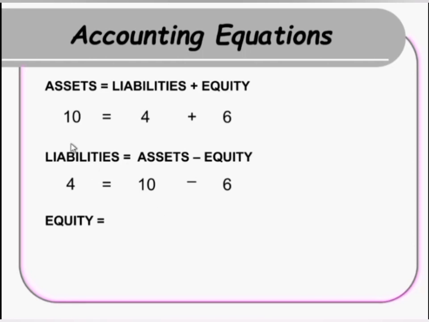Or you can play around with these figures. If equity is 6, then to solve for 6, it must be 10 minus 4. 10 is the total assets, while 4 is the total liabilities. So that equity is equal to total assets minus total liabilities.